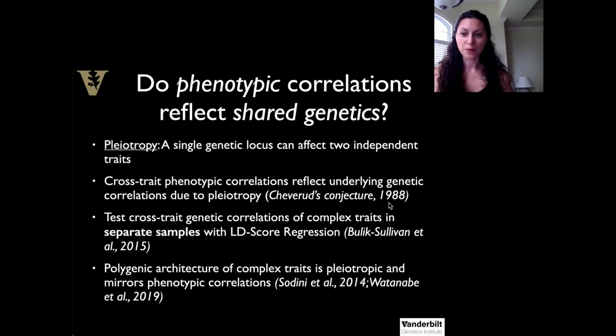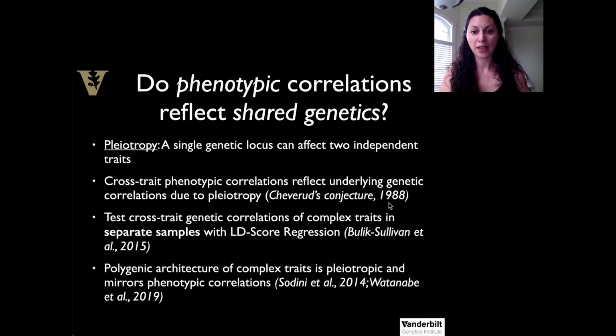So to explore the concept of shared genetic architecture as we will apply it today, I want to briefly review the concept of pleiotropy in complex traits. Pleiotropy is when a single genetic locus can affect two independent traits. Biology research has shown for many years that cross-trait phenotypic correlations reflect underlying genetic correlations due to pleiotropy. A huge advance in genomic methods in 2015 gave us a method for testing cross-trait pleiotropy in data from separate samples, and subsequent studies have used this method to show pleiotropy among many cognitive and health traits. So this method opens up all kinds of doors to integrate results across separate data sets, as I'm sure you can start to imagine.